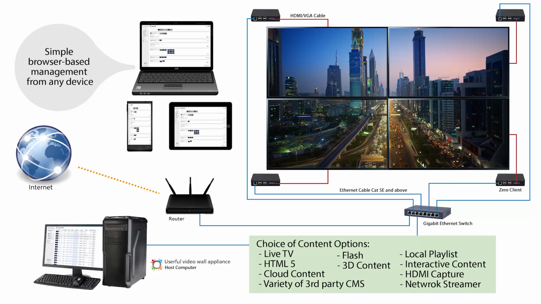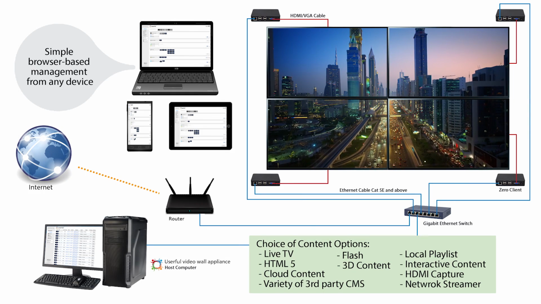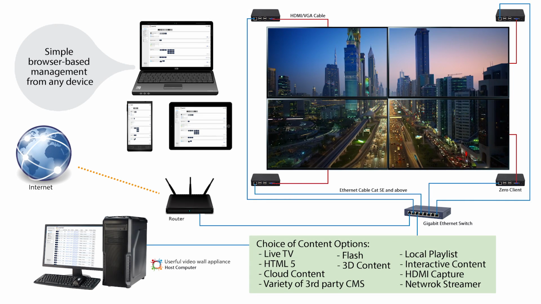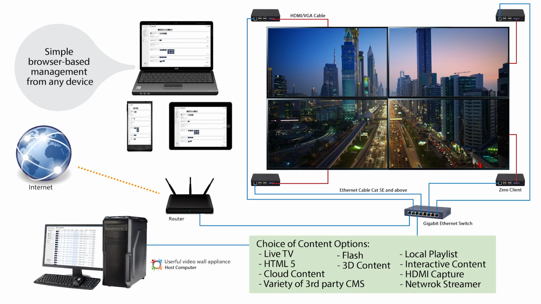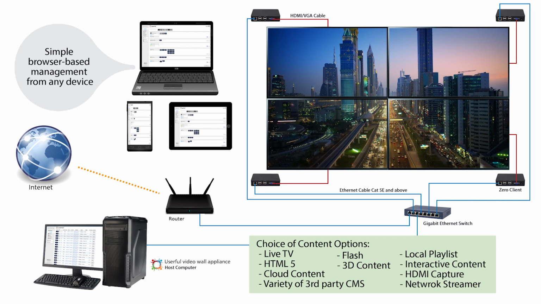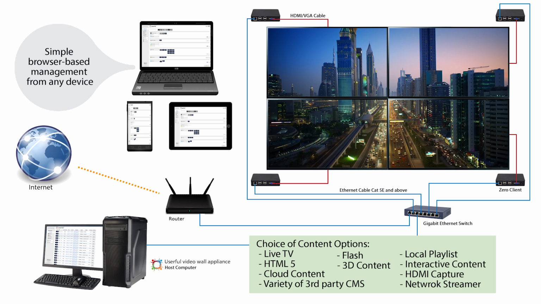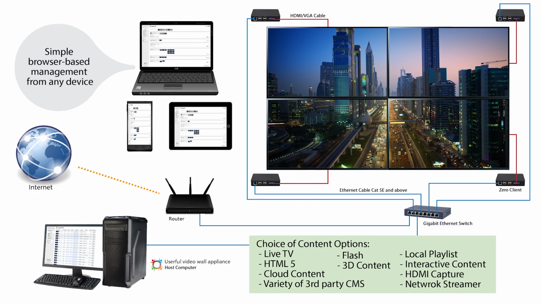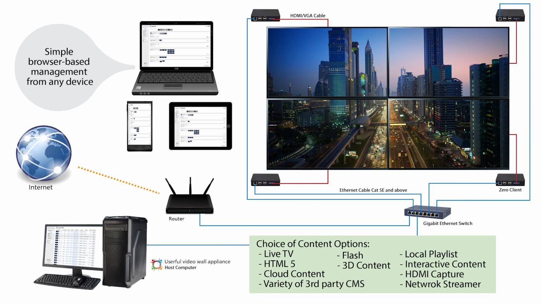This diagram shows a standard setup of the Userful Video Wall Controller. Here you see the Userful Video Wall appliance connected to the Ethernet switch, either gigabit or 10 gig depending on your configuration. A minimum of Cat5e is required. The Userful Video Wall appliance gives you a wealth of content options to display your content, most of them without needing external interfaces. Remember, for HDMI capture, you will need an HDMI capture card.